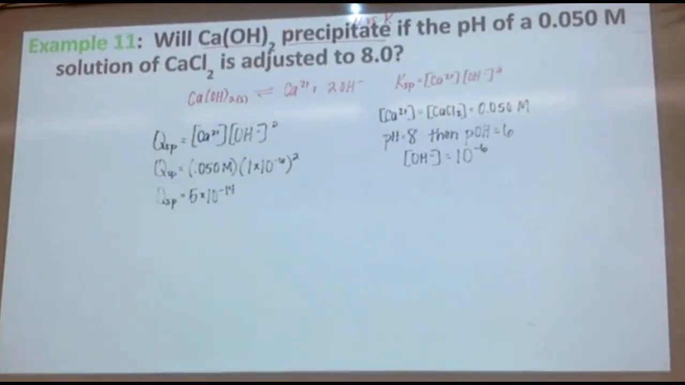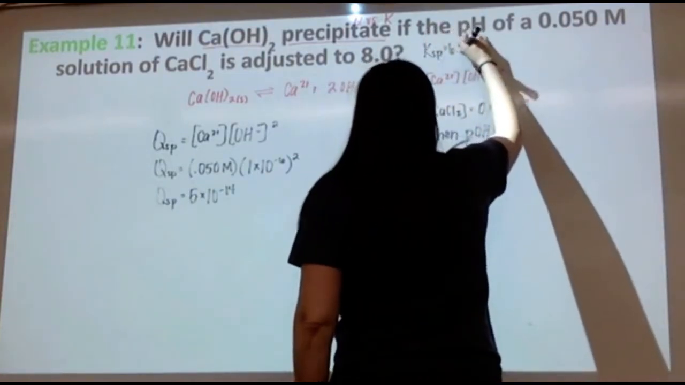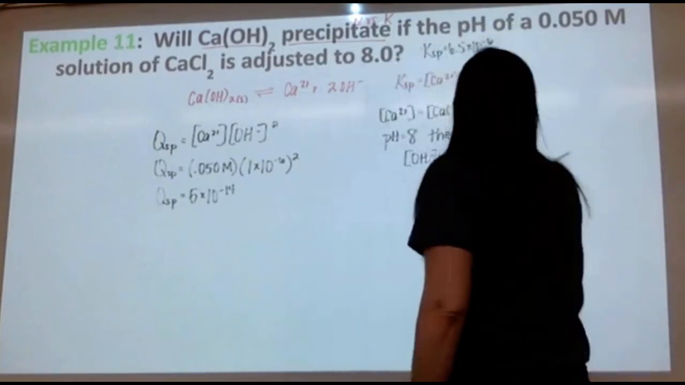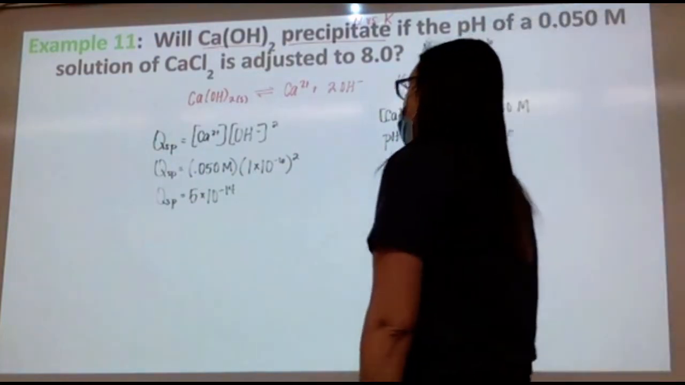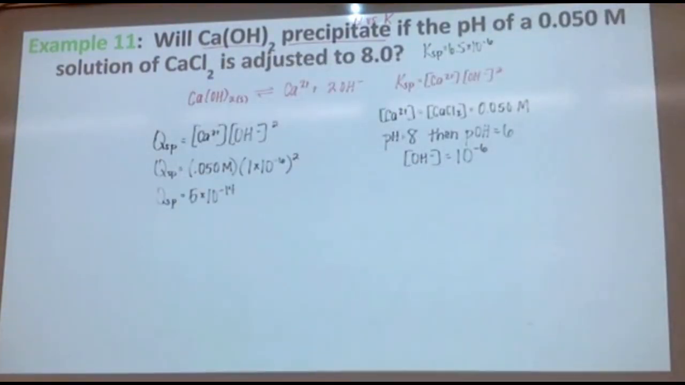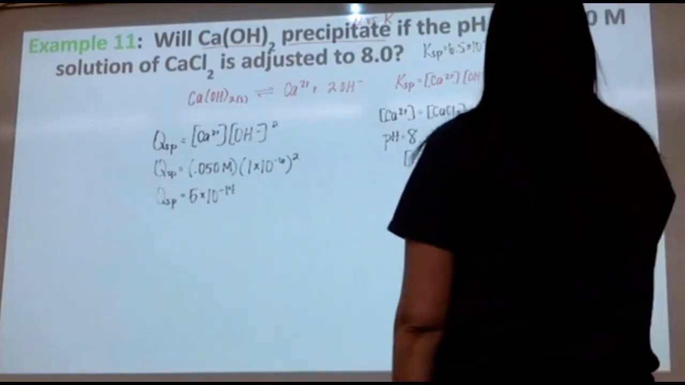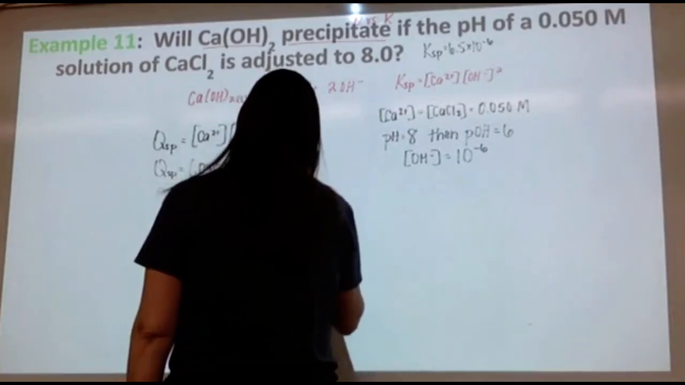Suppose I should have K. I'll give you guys K. Ksp is 6.5 times 10 to the negative 6. Again, on a test or a quiz, they would give you Ksp so that you can compare it. So, how does Q compare to K? Less than. It's less than. So Qsp is less than Ksp.